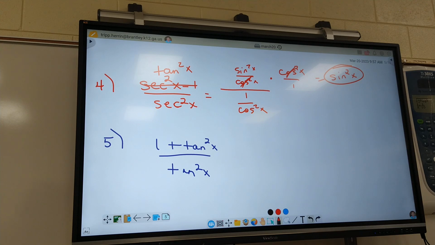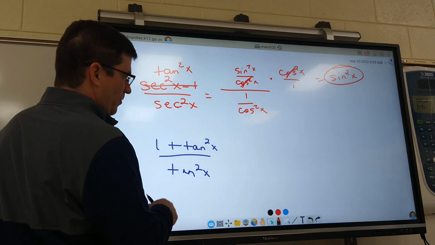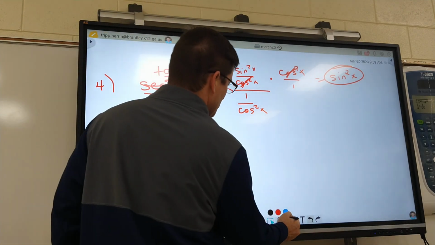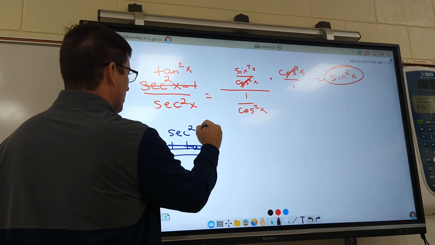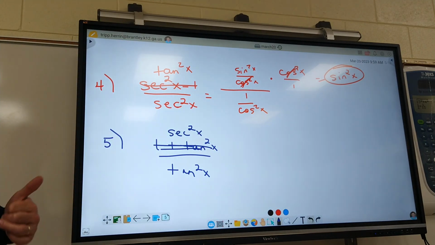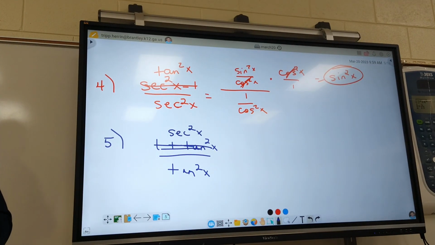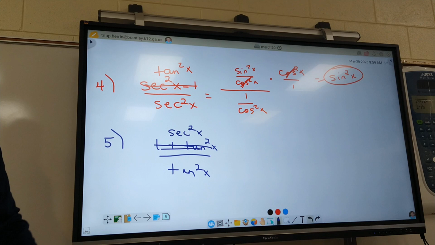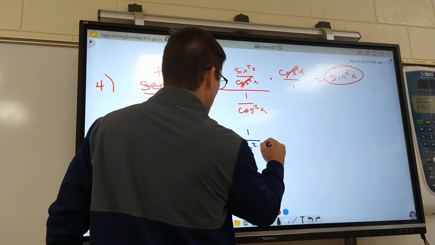Oh, so you moved the 1 over cosine squared on top. Yep. All right, so Brianna, look on your formula sheet for me. What does 1 plus tangent squared change into? All right, so we're changing this to secant squared. Now we got to change them both because you want everything to be sine and cosine. So what does secant squared change into? Very good. 1 over cosine squared.